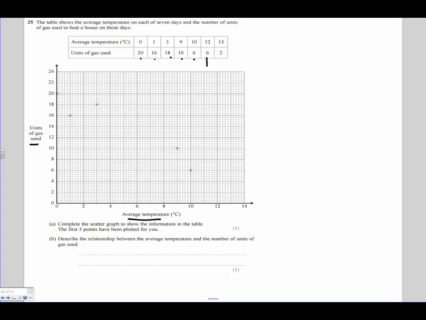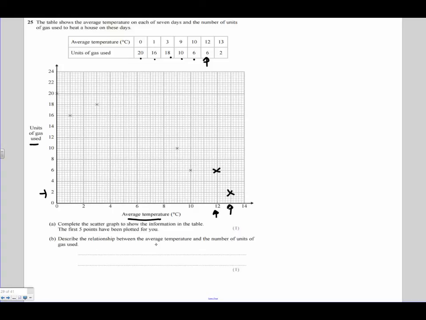So the first one we need to plot is a temperature of 12 and units of gas 6. So we put a little cross there. The second one is a temperature of 13, which is here, and the units of gas is 2. So we put a little cross there. And that's our 1 mark for part A.